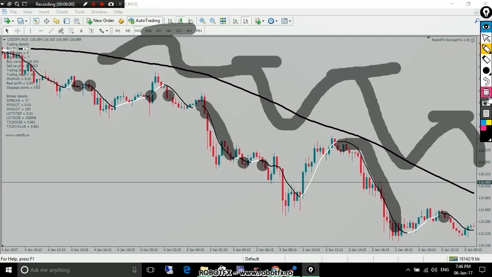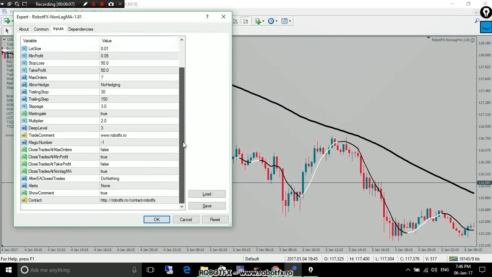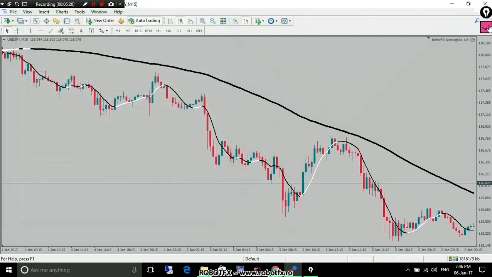What you are probably wondering now is, when does it exit a trade? It has the possibility to use the same non-lag moving average indicator as the signal to close a trade, which is a good thing. I'll show you in a second. If you set "close trades at non-lag moving average" to true, by default I think it's set to true, I personally use it, but it's up to you.